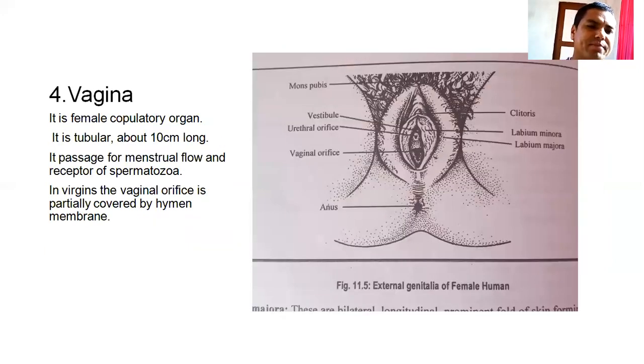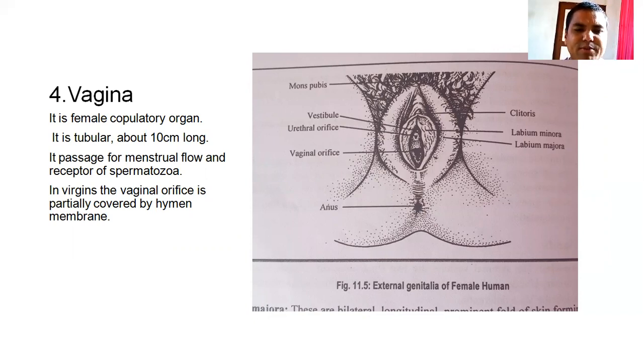Now the vagina is the female copulatory organ. It is tubular, about 10 centimeters long. It passes the menstrual flow and is the receptor of the spermatozoa.